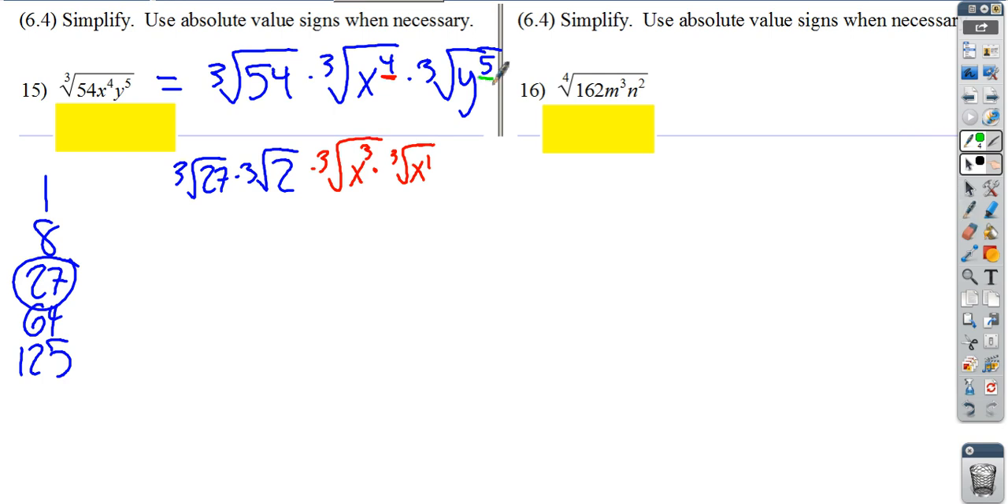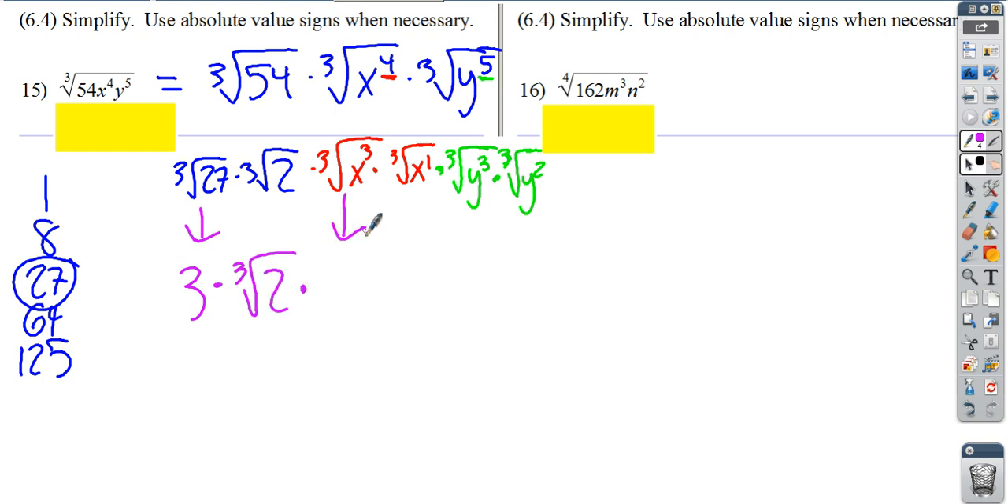Same thing right here. How would I break up y to the 5th? Well, since I'm taking the cube root, I want to pull out a y to the 3rd. And then what's left behind to get y to the 5th would be y squared. And now all we need to do is just go down the line and take any cube roots that we can take. So this is 3. The 2 I can't do anything with, so I'll leave it.